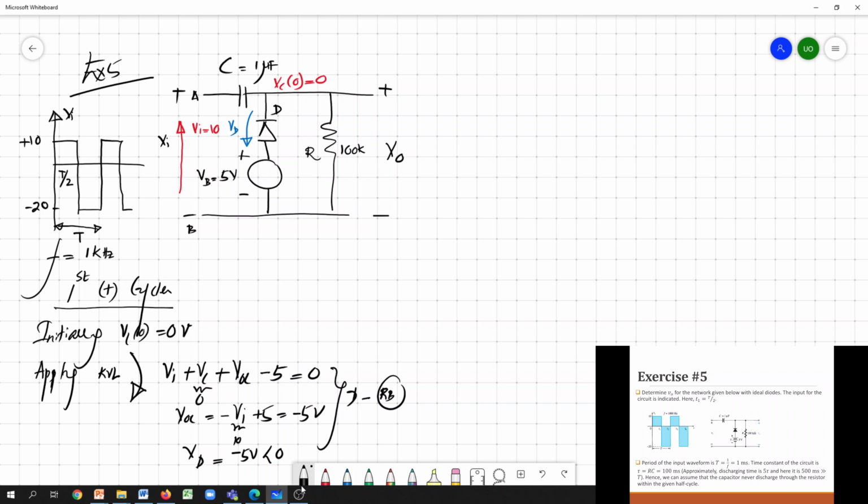So then we have another alternative path through the resistor. If you have a capacitor and a resistor, it creates an RC circuit. So let's consider the RC circuit.